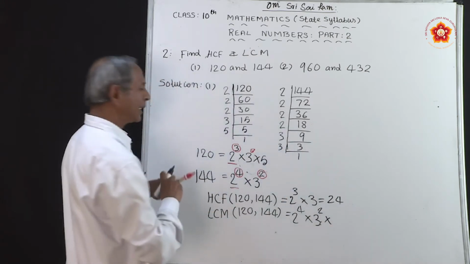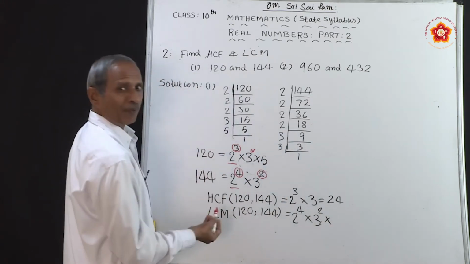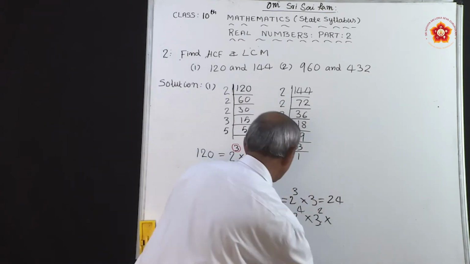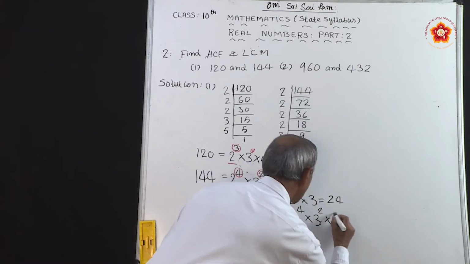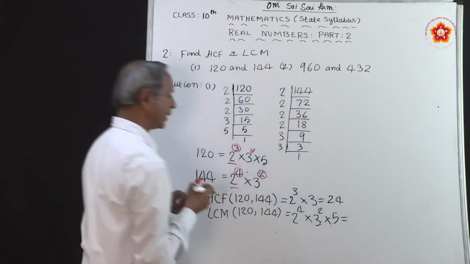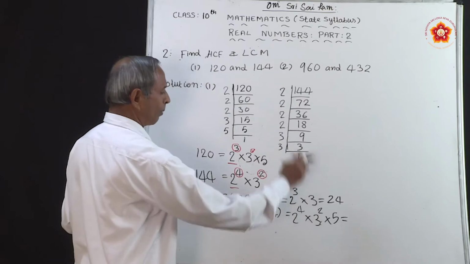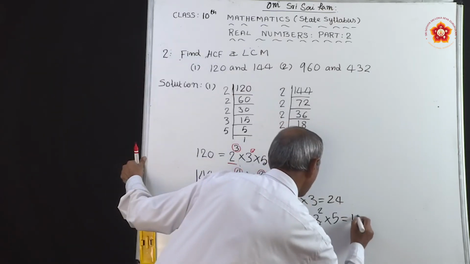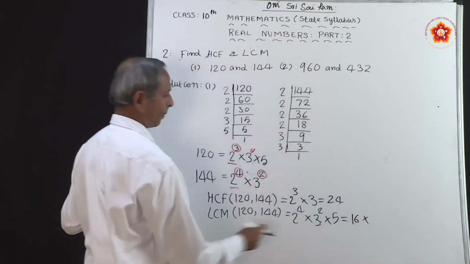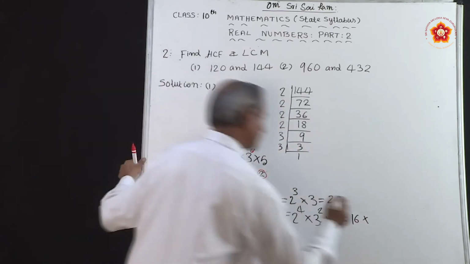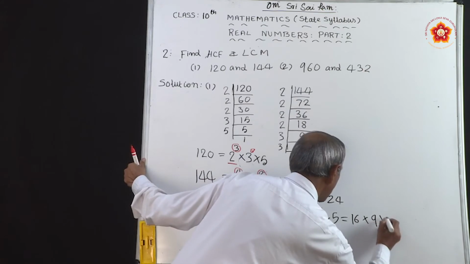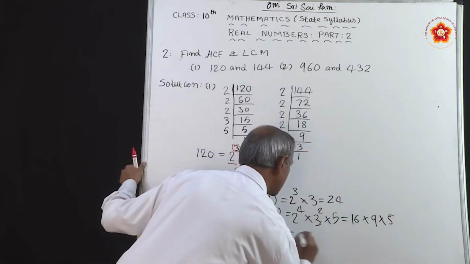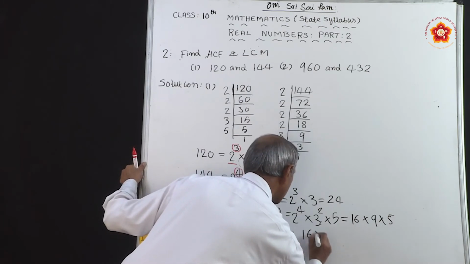And while writing the LCM, the uncommon factor also has to be added here. The uncommon factor is 5, therefore, add 5 also here. Now, we have to multiply all these things. 2 to the power of 4 you will get 16, multiplied by 3 square means 9, multiplied by 5.